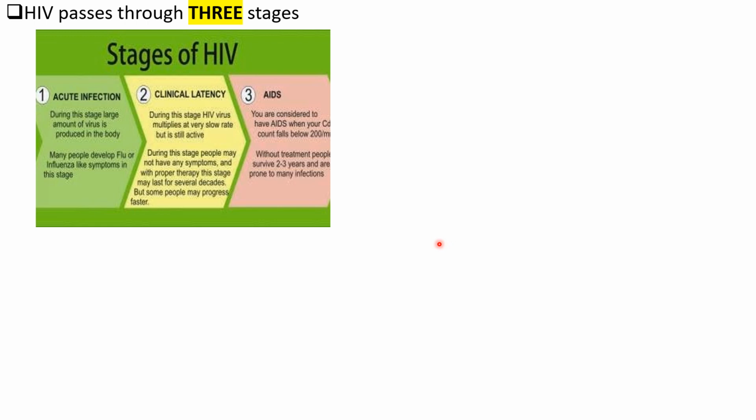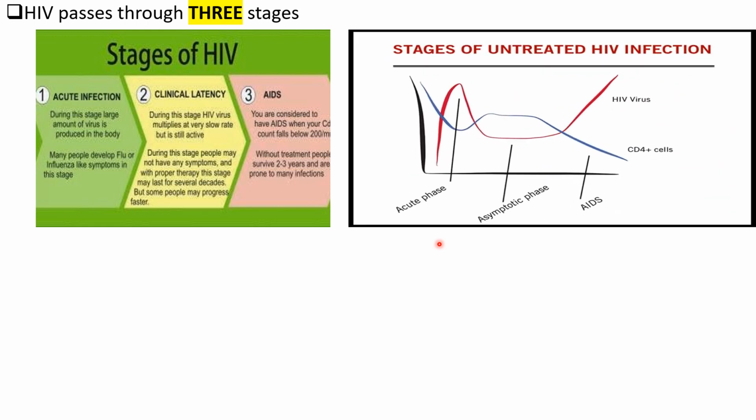There are three stages of HIV. One is the acute phase, the second is the asymptomatic phase, the third is the acquired immunodeficiency syndrome phase. These are the three important phases through which the human immunodeficiency virus passes, completing its life cycle. Going through the graphical representation, we can easily understand the different stages in a better manner. This much region is the acute phase, from here to here the asymptomatic phase, from here to here the AIDS phase.